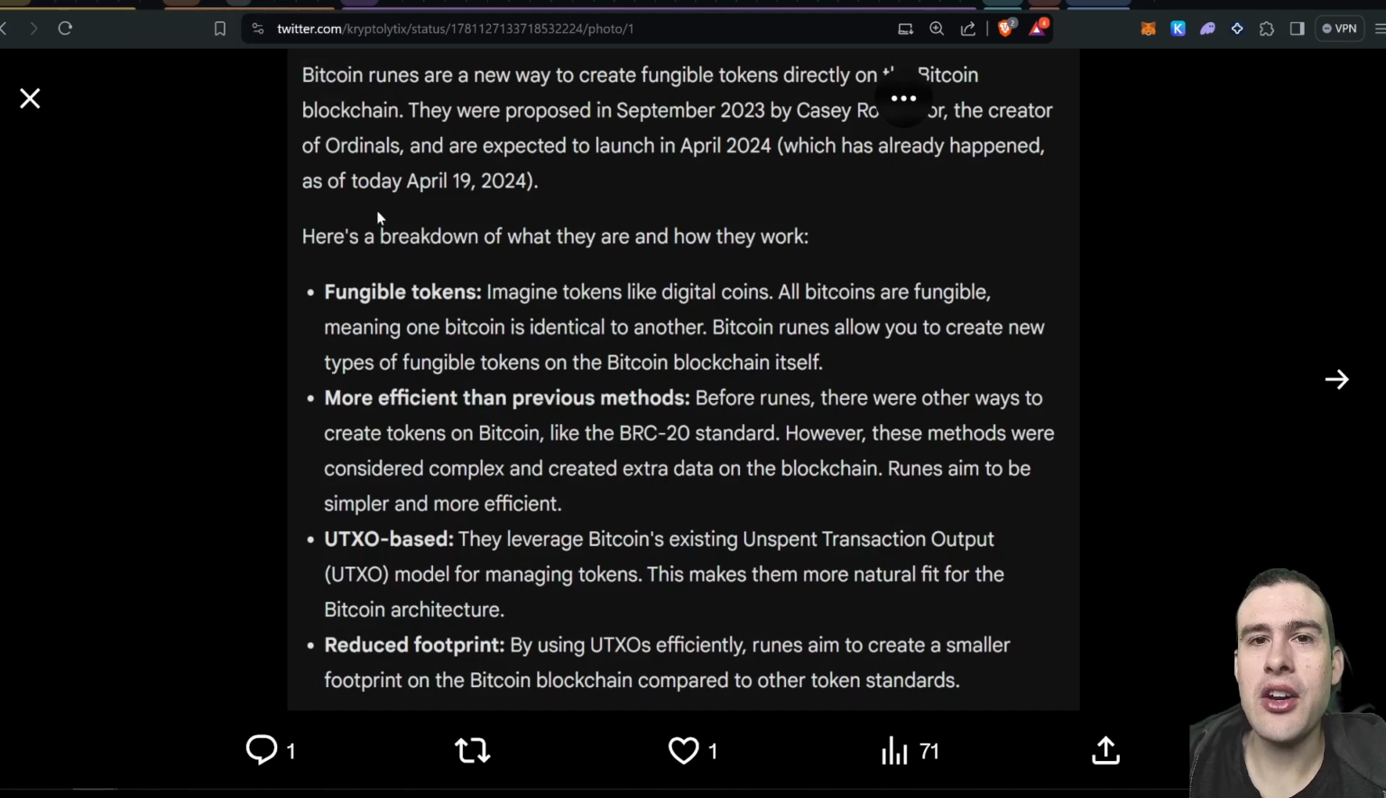Now, building directly on the Bitcoin blockchain, I'm not the biggest fan of it personally. I might be a bit of a boomer here. Again, remember, the first time I bought Bitcoin was 2012, I think it was. So for me, I'm an OG.